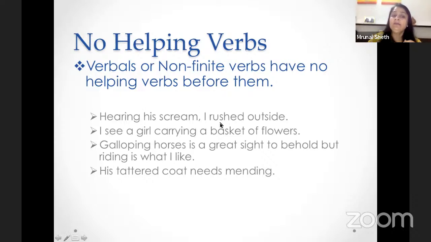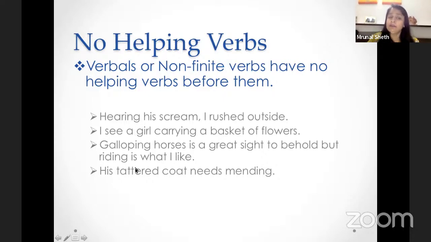Now you will tell me that, ma'am, there is no helping verb here either. But rushed is the past tense form, which is a V2 form of the verb. It does not require any helping verb. But hearing, the present participle verb or the ing verb, requires a helping verb. Same way, if you are looking at past participle, they always require a helping verb. Okay? So this is the first test.